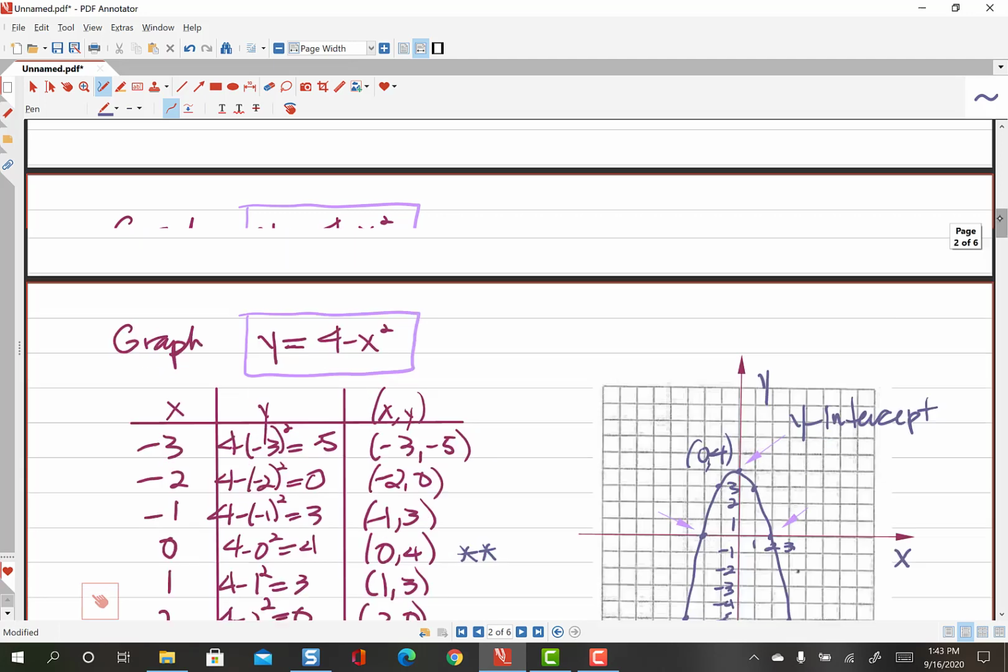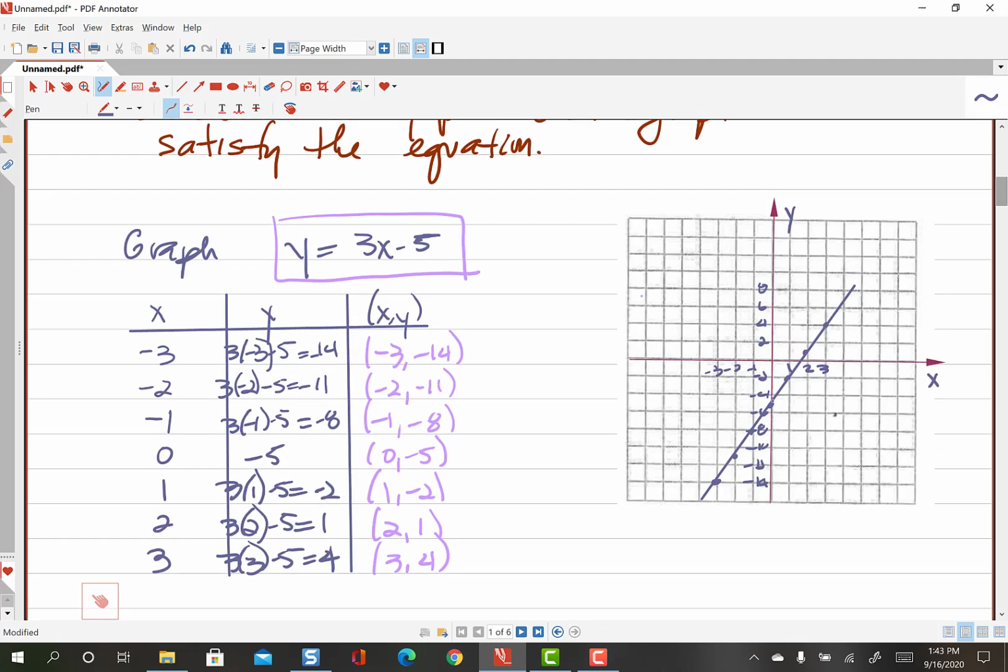So if we look at our last one up here, this was my (0, -5). We're crossing the y-axis, x is 0.